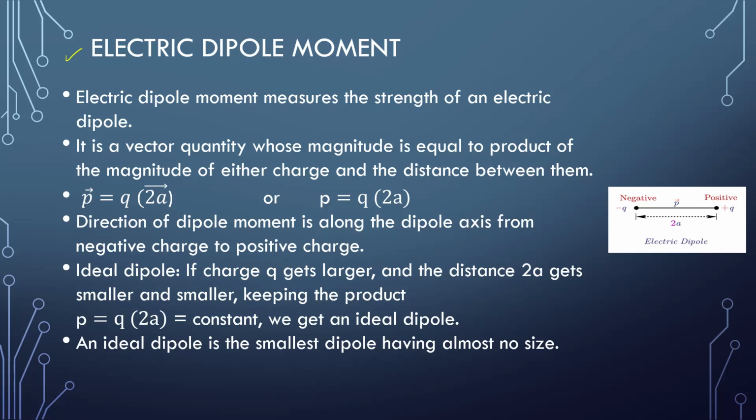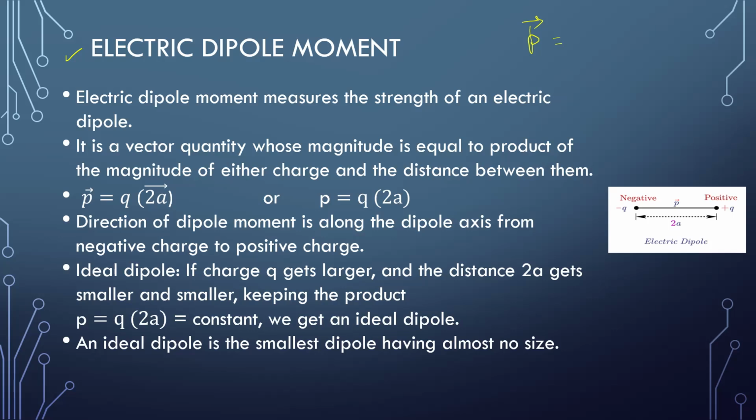Now, we move on to electric dipole moment. What is electric dipole moment? Electric dipole moment measures the strength of an electric dipole. It is a vector quantity. It is denoted by P vector, where this P is a small p.